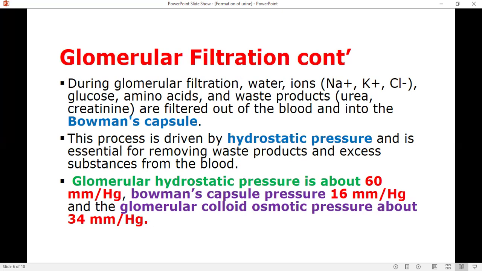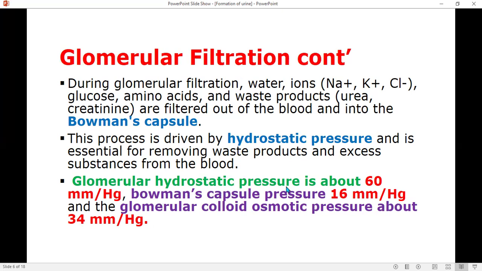I want you to note that I've put this glomerular hydrostatic pressure in green. So you should know that it is the only pressure that allows filtrates to enter the Bowman's capsule. While the rest are in purple, they oppose these substances passing. Why are they doing that? This is because if all this pressure is pushing these substances to go and there is no opposing pressure, most of the substances can enter the Bowman's capsule. Then we are going to excrete a lot of substances. So this pressure is a balancing pressure.